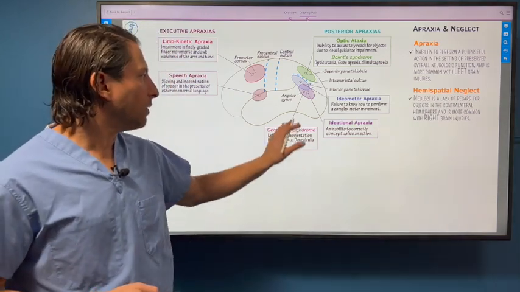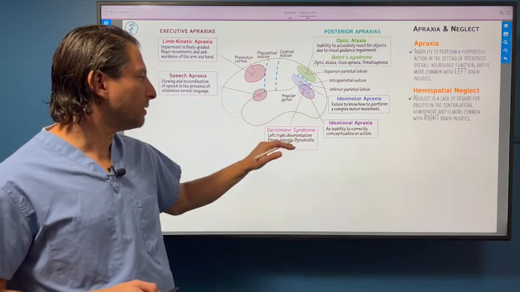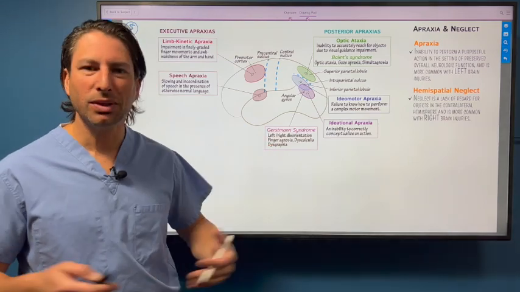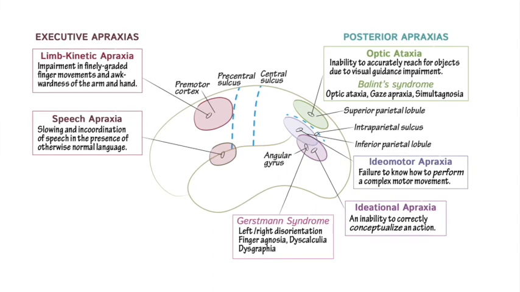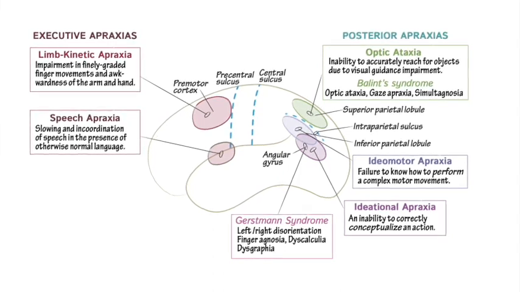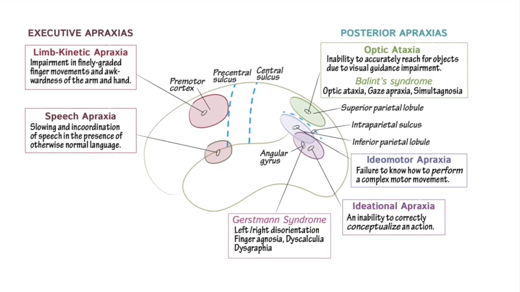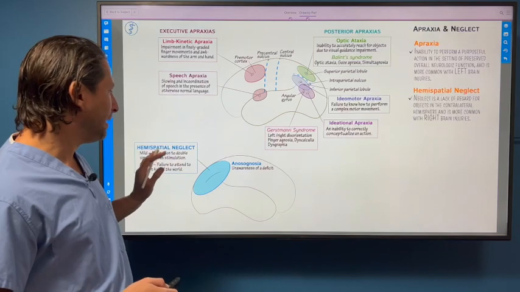Finally, Gerstmann syndrome, think of angular gyrus, multiple different things here. Left-right disorientation, finger agnosia, which is an inability to perceive fingers, either your own or the examiner's. Dyscalculia, an inability to make sense of arithmetic, and then dysgraphia, an inability to write. Finally, let's look at neglect.